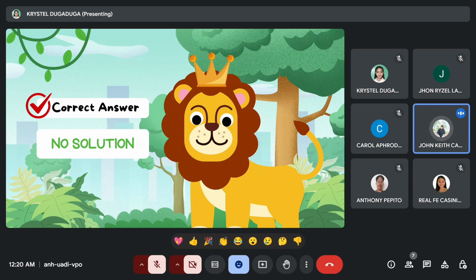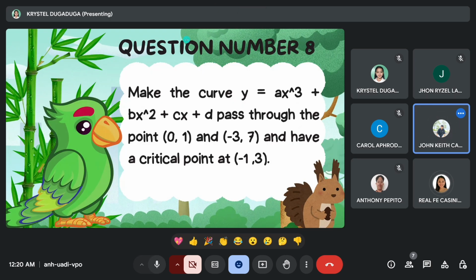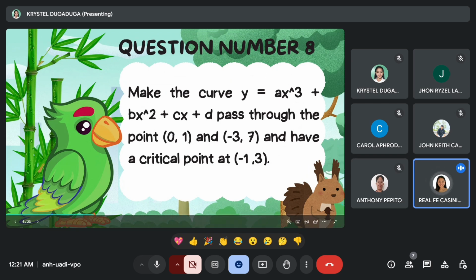Next, problem number 8. I am Rialfe M. Casinelio, and this is question number 8. Make the curve y equal to ax cubed plus bx squared plus cx plus d pass through the points 0, 1 and negative 3, 7 and have a critical point at negative 1, 3.